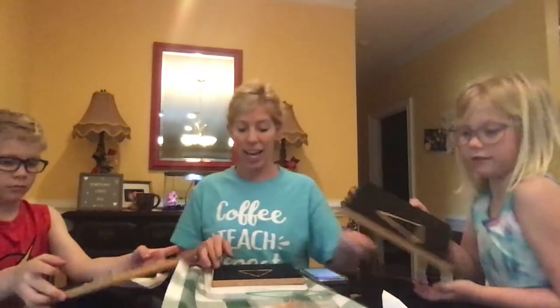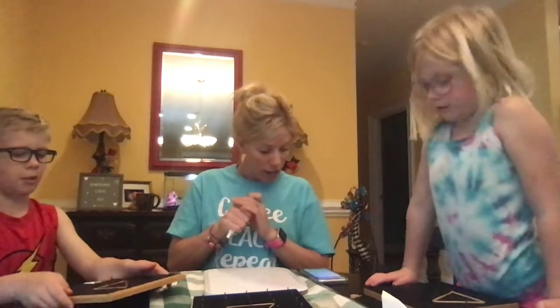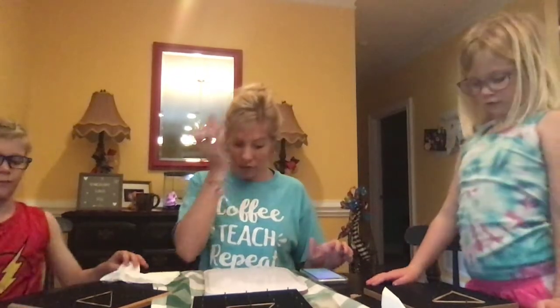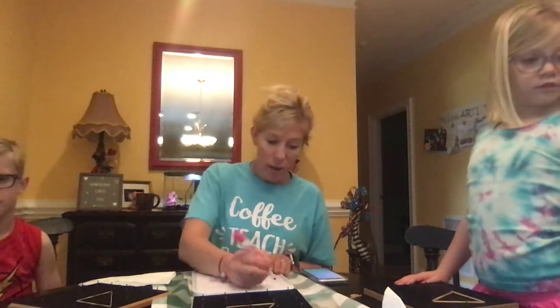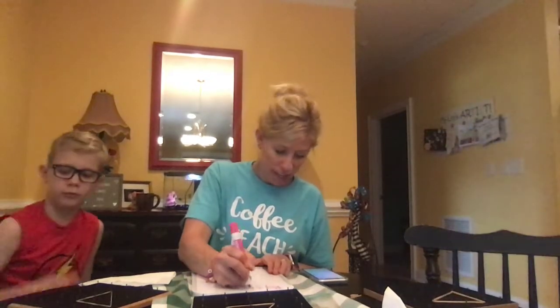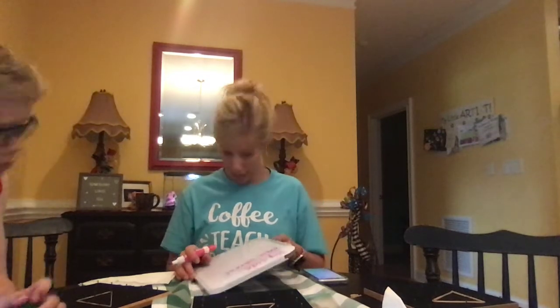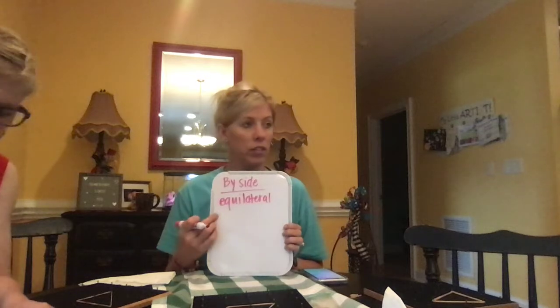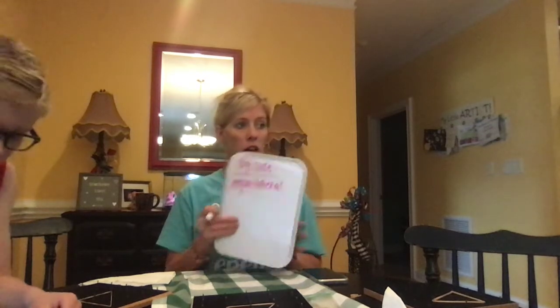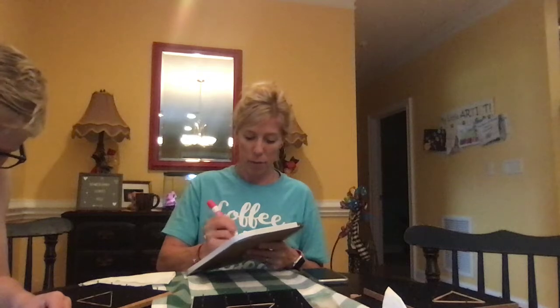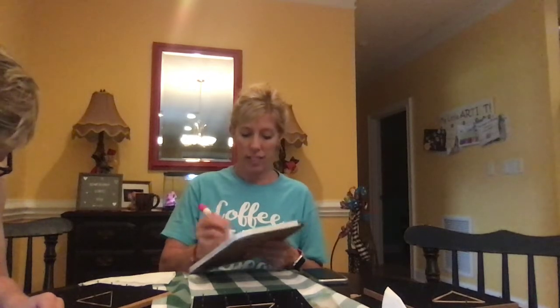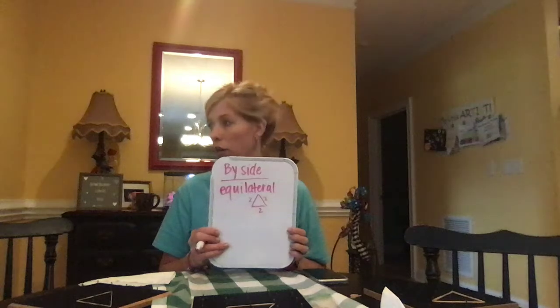So triangles are split by sides and angles, okay? If you are classifying a triangle by its sides, then we have equilateral. So what do you think equilateral means? Same side. Equal. All sides are equal. That would be equilateral. So that would be something like all the sides are 2 inches on this triangle. Okay.